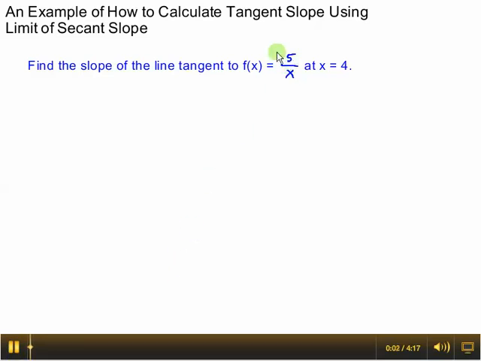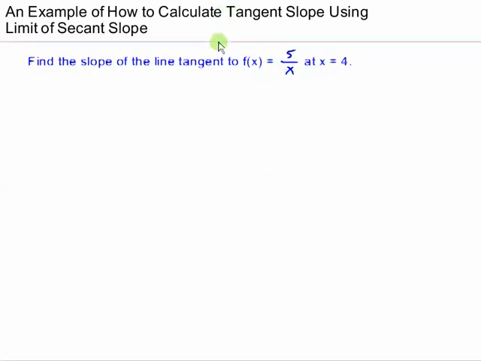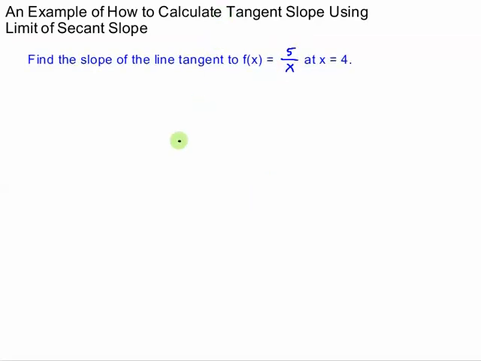Okay, so I have a function here, 5 over x, that happens to be continuous at x equals 4, so we can very easily find the slope of the tangent line without any problems here using limits. So the first thing we need to do is to identify our fixed point, which is going to be when x is 4. So the fixed point is going to be the x value of 4, and the y value is going to be what you get when you plug 4 into the function, 5 over 4.